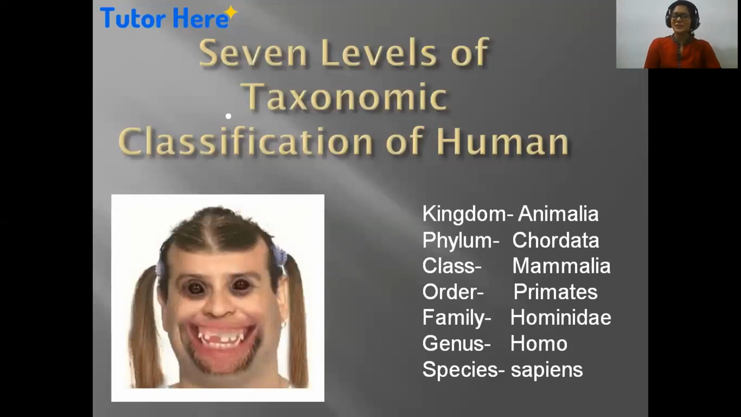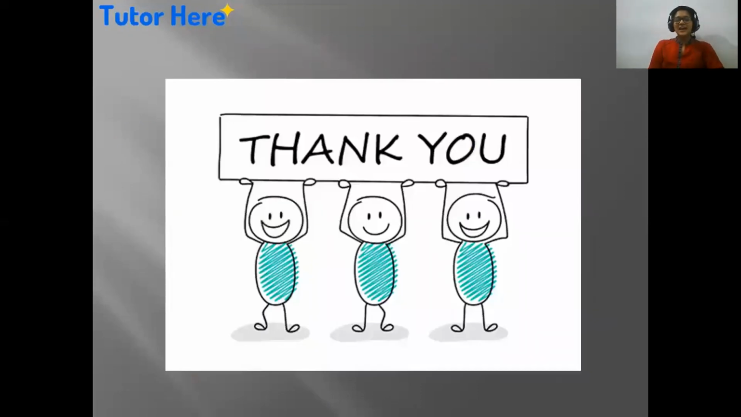So we see the 7 levels of taxonomic classification of humans. Kingdom is Animalia, phylum is Chordata, class is Mammalia, order is Primates, family is Hominidae, genus is Homo, and species is sapiens. All right. So I hope you understood what I want to tell you, that classification is very important and you have to have an idea about it.